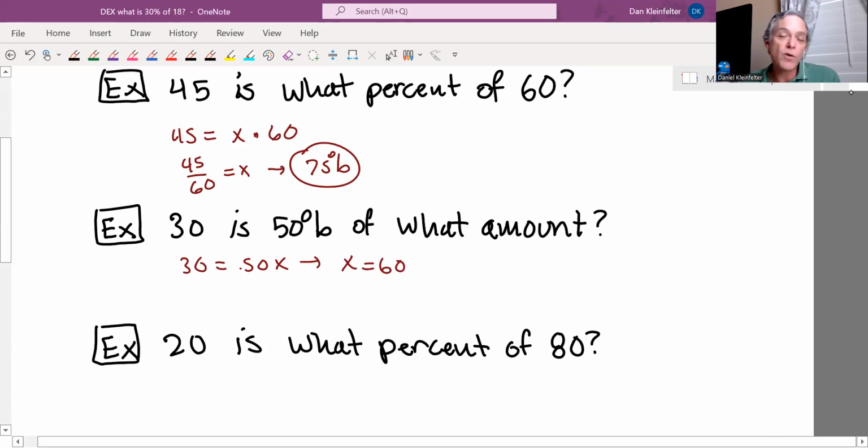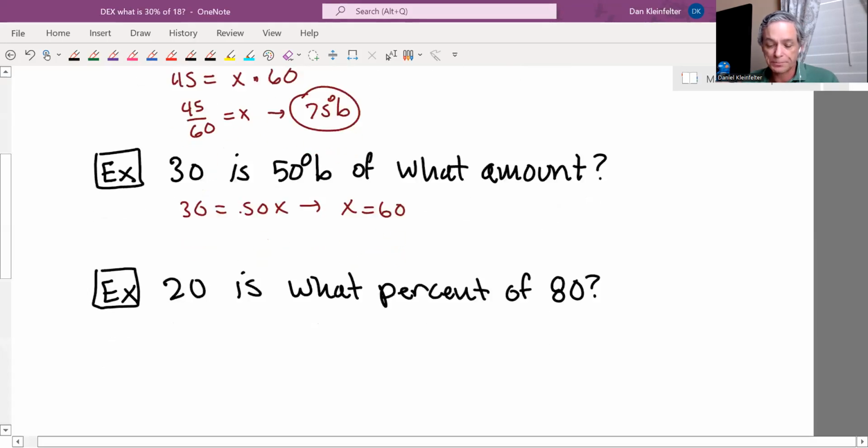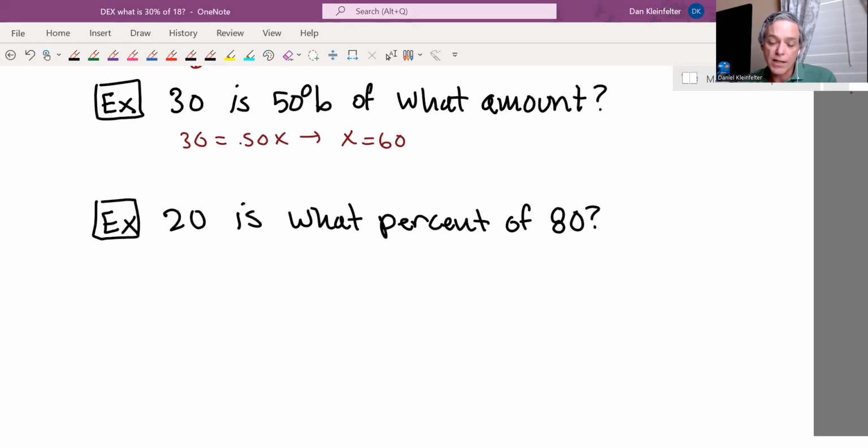Make sure for this you're going the right direction and not getting 15 for this. Here, the 30 is the 50%. That's already the part. And so the piece that you want is the whole amount, which has to be bigger. Okay, 20 is what percent of 80? 20 is some percent of 80. So 20 over 80 is our n. And so that's 1/4 or 25%.